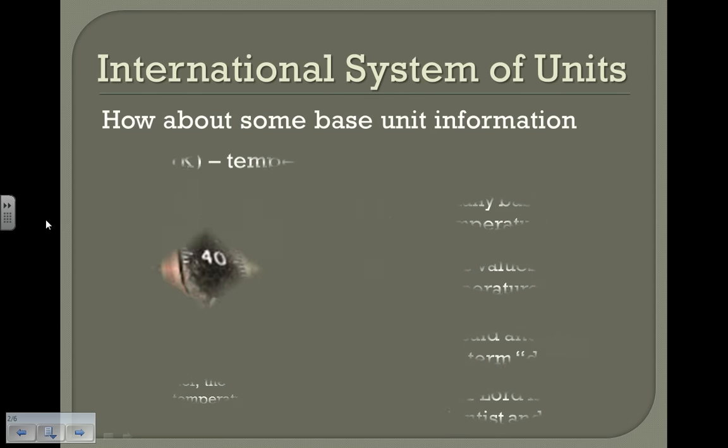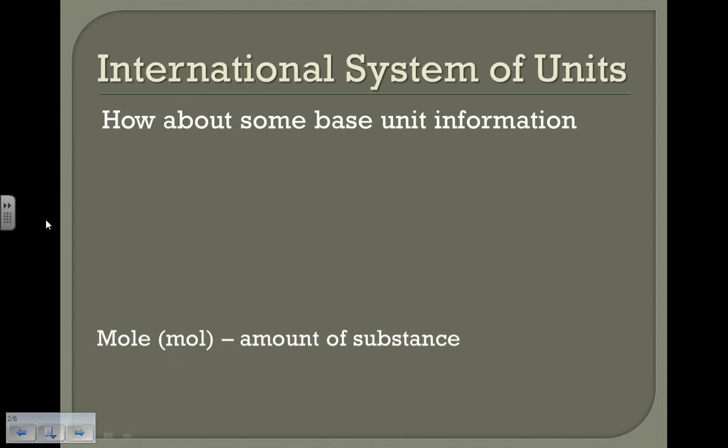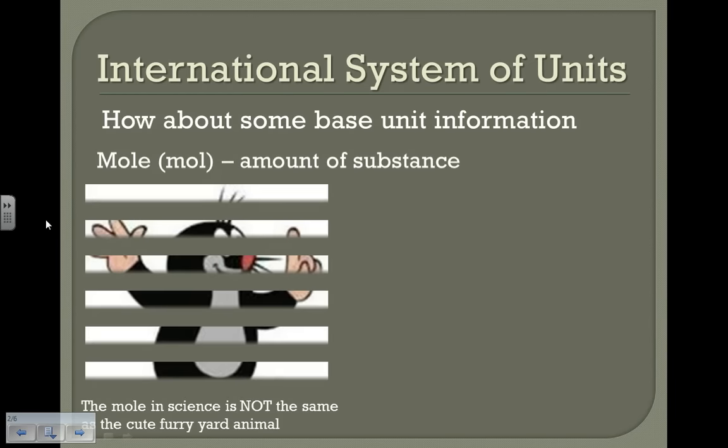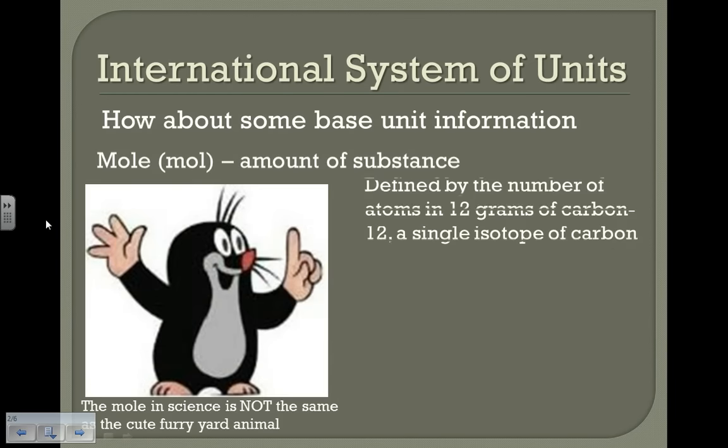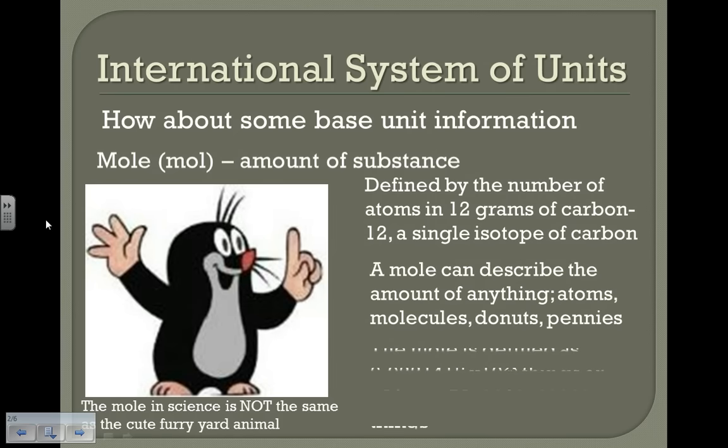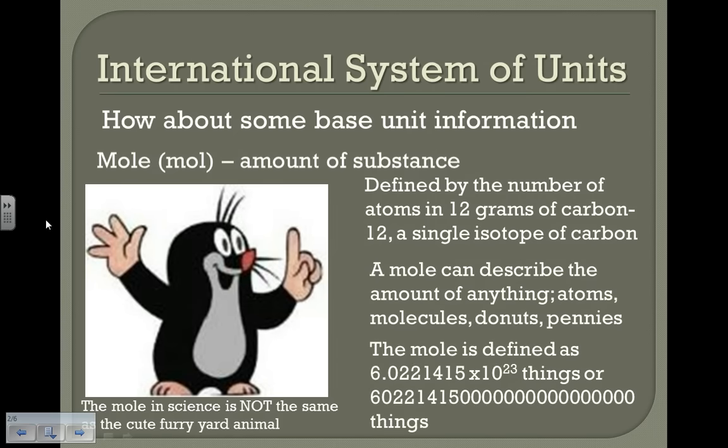Okay, and then the last of the base units that we're going to talk about is the mole. The mole is not a furry animal. I mean, it is a furry animal, but in chemistry class, it's not the furry animal. We're not going to talk about that. Okay, it's actually defined as the number of atoms in 12 grams of carbon-12, which is one single isotope of carbon. If those words bog you down, we'll have more later on what isotopes are and why it says carbon-12 and things like that. But it's an amount of substance.